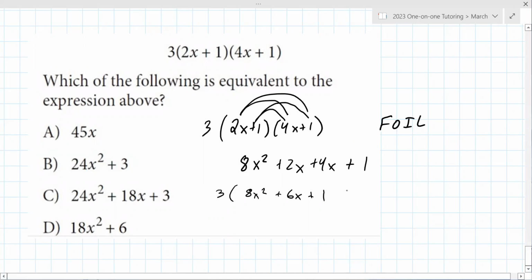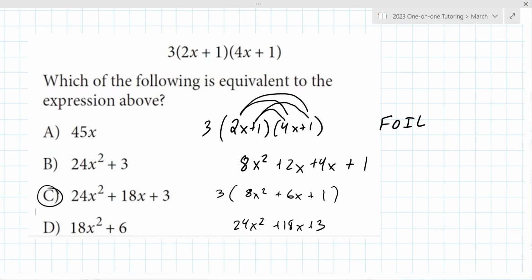Now we've got to multiply everything by 3. 24x squared plus 18x plus 3. All right, so think of this as practice for the real test. FOIL is a good thing to remember here.